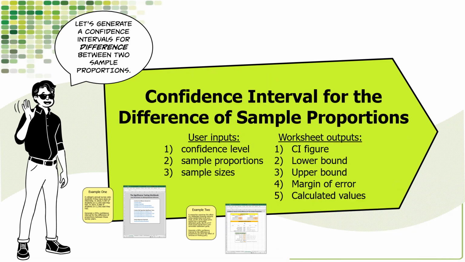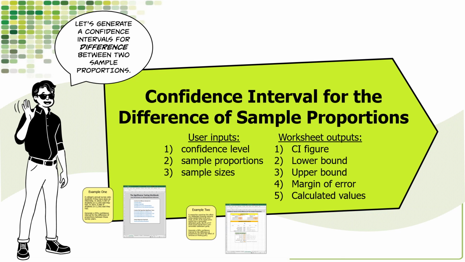I'm going to show you how to use the Excel Companion Significance Testing Workbook to generate confidence intervals for the difference between two sample proportions. If you're watching this video, I'm assuming you already understand a few essential concepts. I'm assuming that you know how to make comparisons with nominal and ordinal level data, also that you understand the foundations of inferential statistics, especially the concept of confidence intervals.